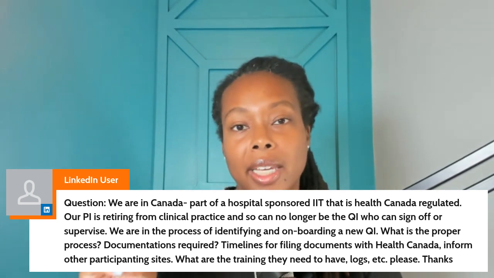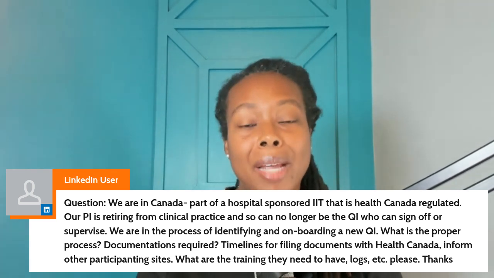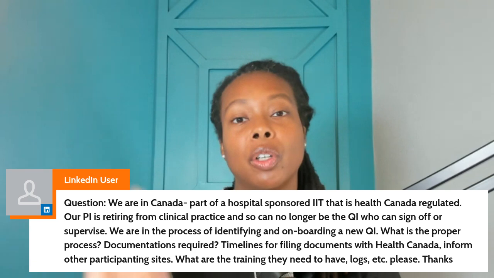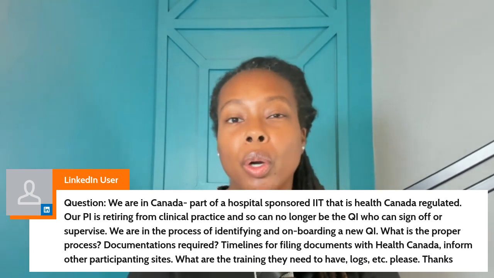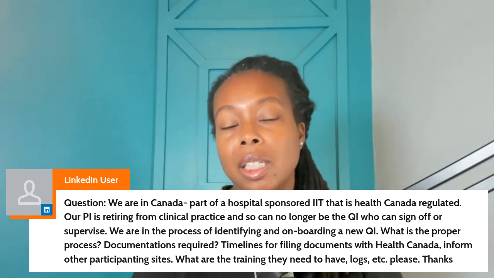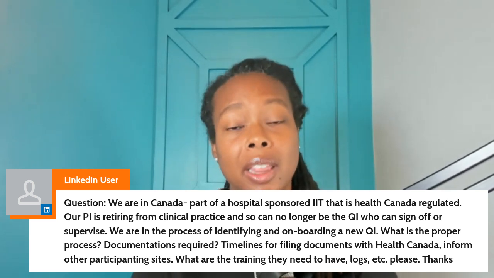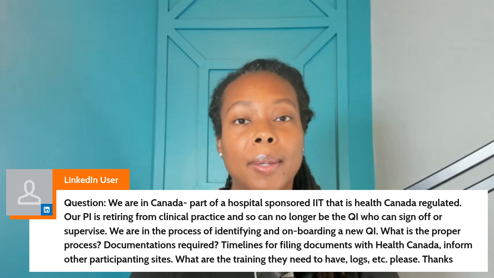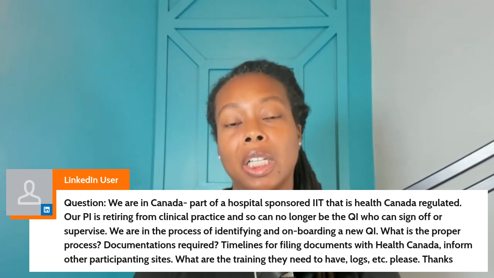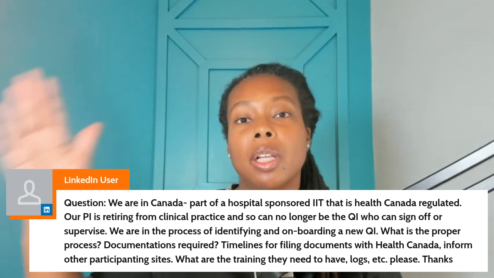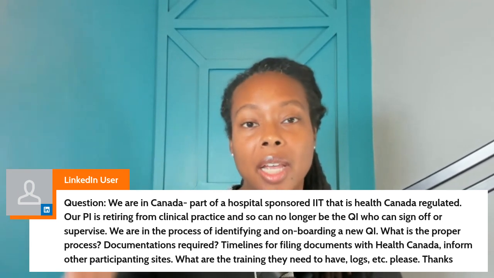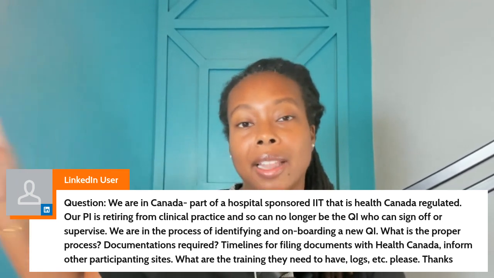If you do that in Canada, all of the paperwork needs to be transferred over. Sometimes as an IIT, you're working with an outside pharmaceutical company who's supplying your drug. If so, you need to let them know as well. But it has to be very detailed, so it's a clear picture. This person left at this time. This new person started at this time.